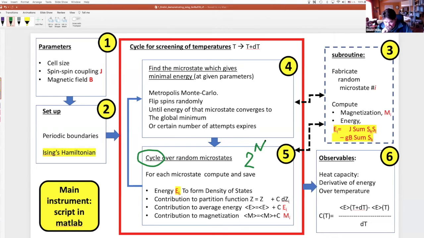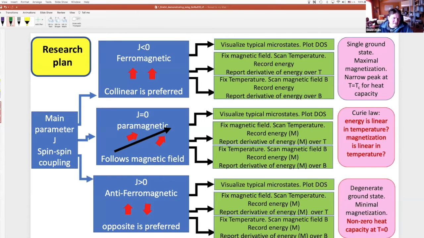These two units, 4 and 5, are repeated for each temperature, and as a result, at the end, one stores the total energy as a function of temperature. Then by taking the derivative, one can find the heat capacity and analyze it. Suppose this code is created without errors, which is not guaranteed. What is the research plan?